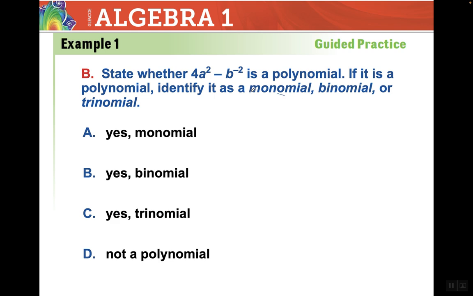Okay. You can do this one. Oh, look, there's a negative exponent, so it is not a polynomial. Here's another one. This one is 2 terms. It is a polynomial, so it's a binomial. This is yes, it is a monomial.